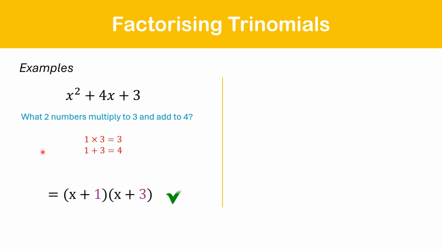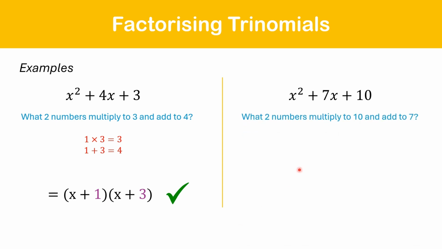Let's have a look at another example. x squared plus 7x plus 10. So what do we have to do? We have to determine what two numbers multiply to 10, because 10 is in the position of c, and add to get 7. Let's have a think. How can we work out what numbers multiply to 10 and add to 7?